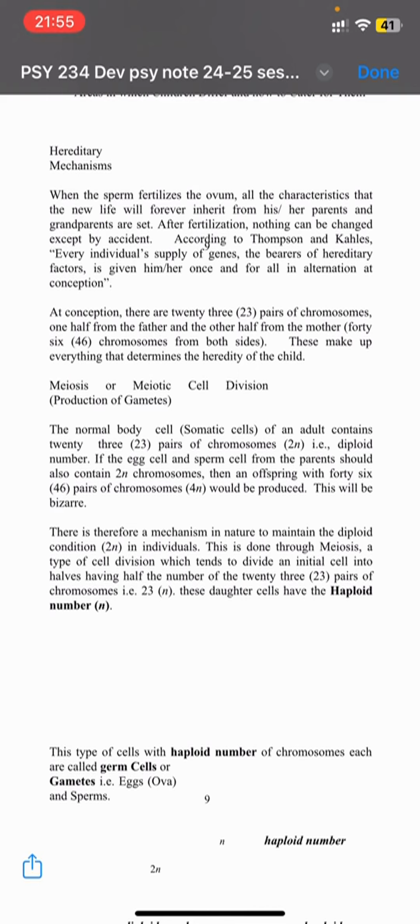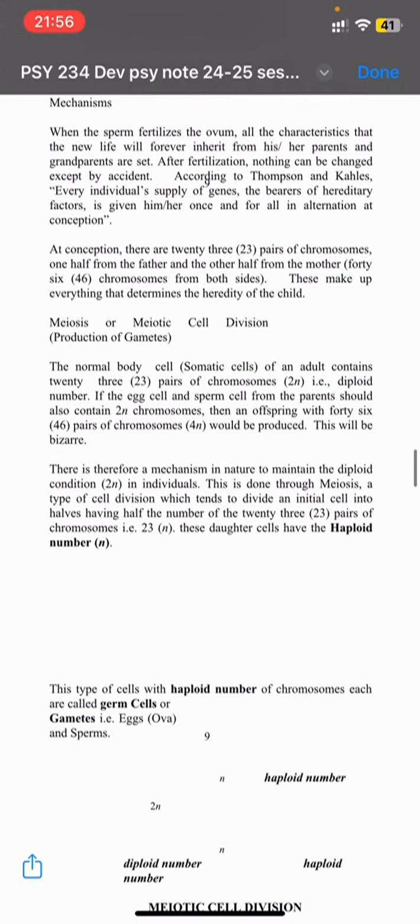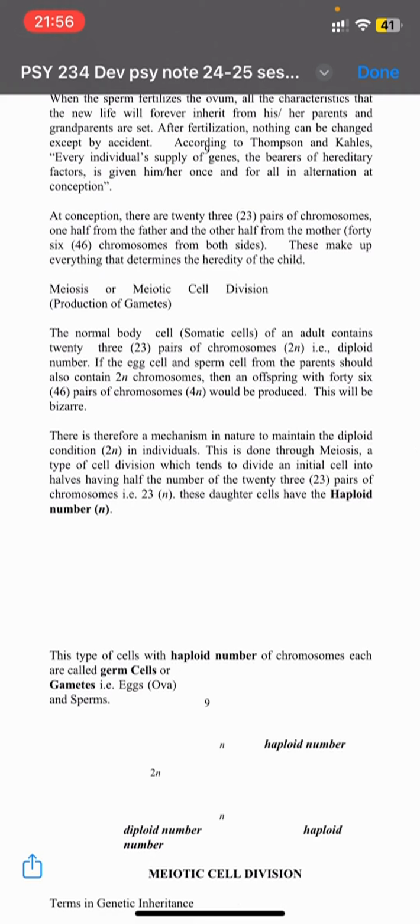A diploid number. If the egg cell and sperm cell of the parent should contain 2n chromosomes, that means if both of them should hold 46, that's 2n chromosomes, then an offspring will have 46 plus 46, making 92. Yes, this will be bizarre. That will cause a problem. There is therefore a mechanism in nature to maintain the diploid condition in individuals.